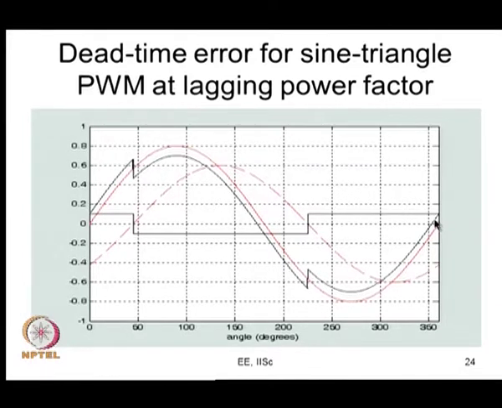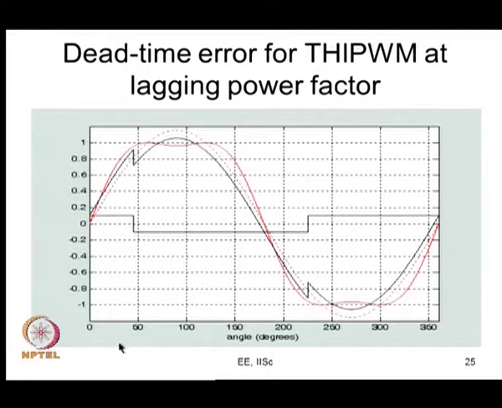If you compensate for dead time, that is, you add some signal to the modulating signal which is equivalent to the negative of this error voltage, then you can get rid of this error. So, that is what you do when you do a dead time compensation here.